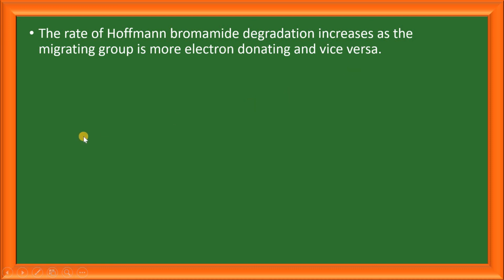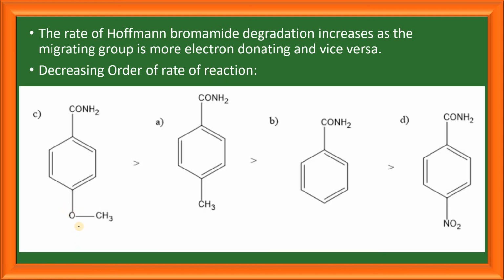Clear? So in these options, we are given 4 options. We'll arrange them in decreasing order of the rate of reaction. Our methoxy group is an electron donating group, so it will have the highest tendency to undergo Hofmann's bromamide degradation reaction. Then this group has an electron withdrawing group attached, so it has less tendency to undergo this reaction. So this is the order. This has the highest tendency to undergo Hofmann's bromamide degradation reaction. So that's why option number C is the correct answer.